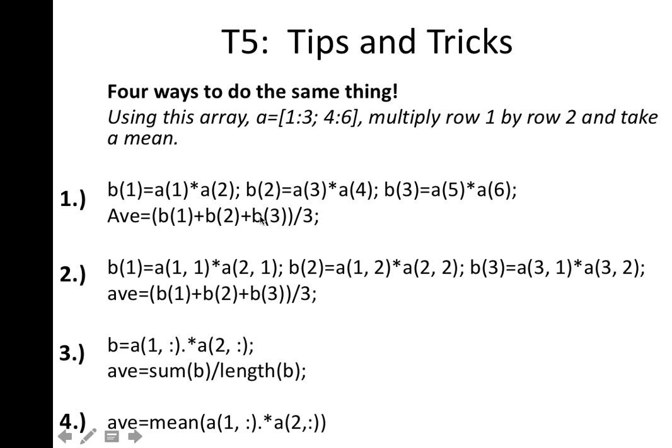Here I've taken out the loops, but just wanted to show you 4 ways to do the same thing. Let's say I had an array A that has 2 rows, and you want to multiply row 1 by row 2, and then take the mean. One way would be the loop mentality, which is to go to each particular element that you need to multiply them and save them to the equivalent element in another array B. Then once you get all three of them calculated, you add them up and divide by 3.